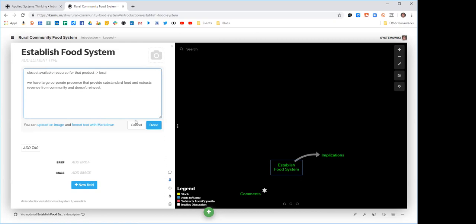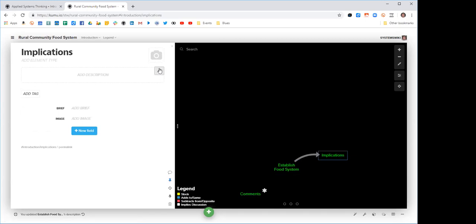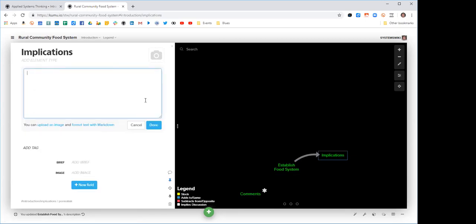Okay. So that everything leaks out. Nothing remains within the community, basically. So the implication of not having this is that the community deteriorates. What's a good word? So it's in a constant state of diminishment.